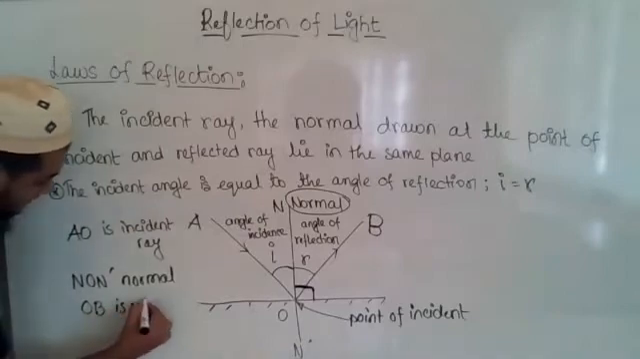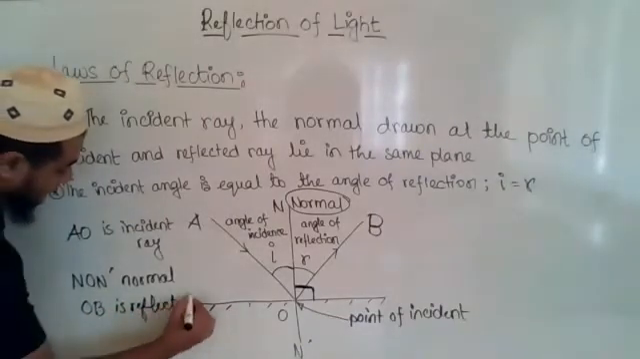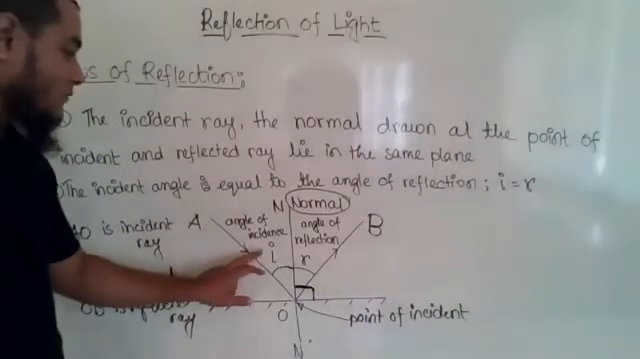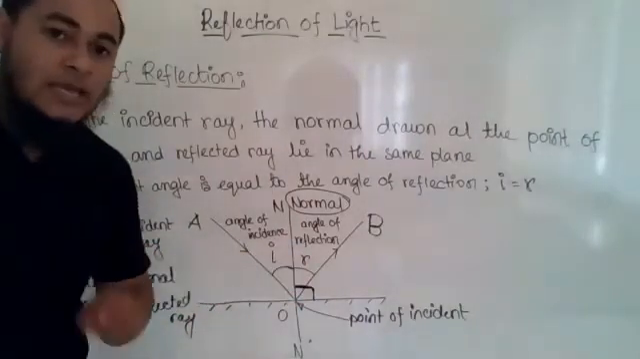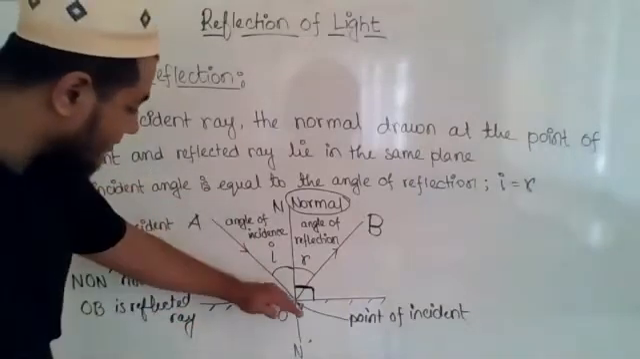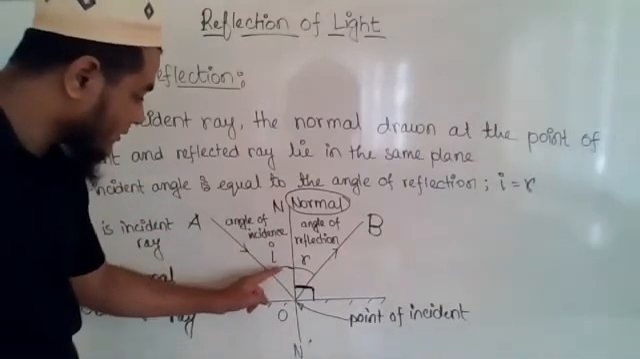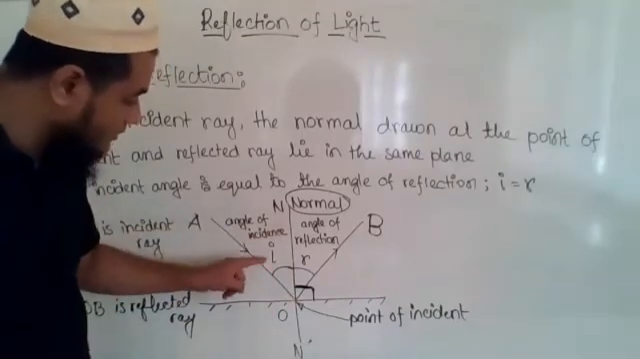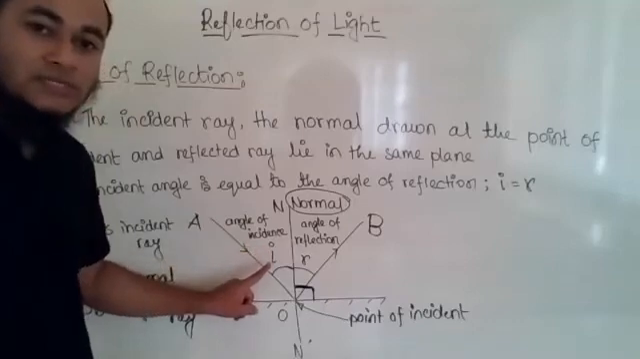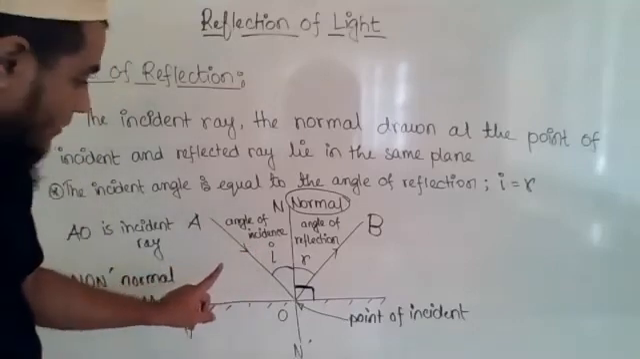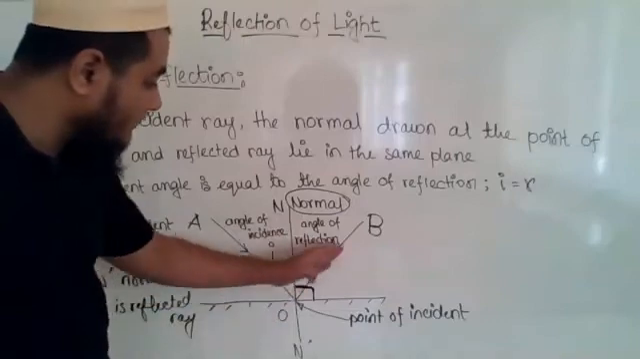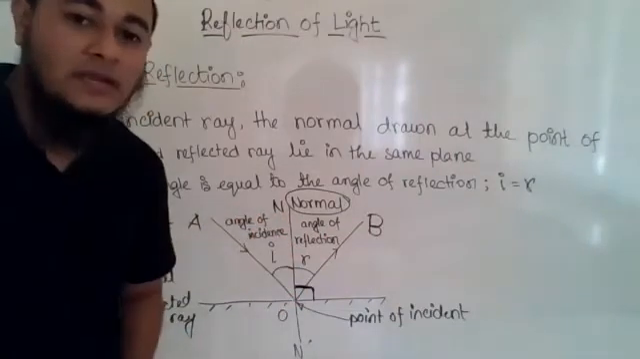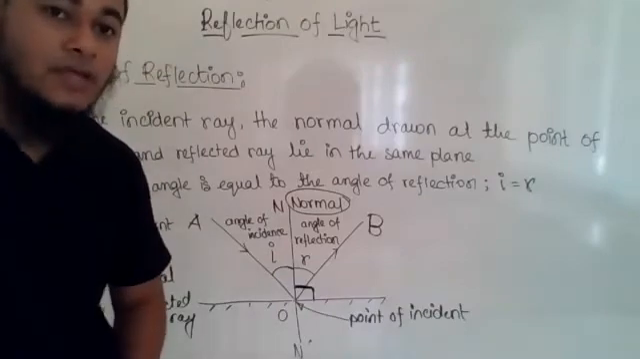And OB is the reflected ray. Okay. Now we have to learn two things, that is angle of incidence and angle of reflection. The angle between the incident ray and the normal is known as angle of incidence, and we express it by I. Okay. And the angle between the reflected ray and the normal is known as angle of reflection, which is expressed by R.